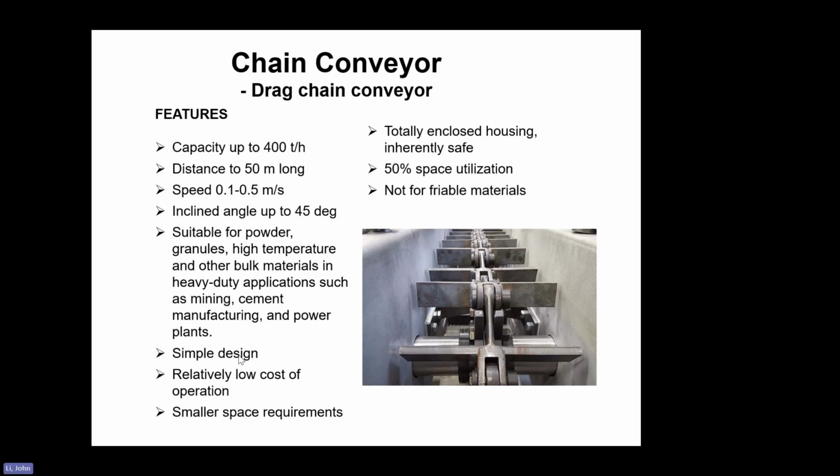And the features are simple design, relatively low cost of breakage, a small space requirement, and totally enclosed housing. So it can be safe and no dust. And about 50% space utilized. That means when we do the calculation for the power, you can only feed half of the materials in this conveyor.